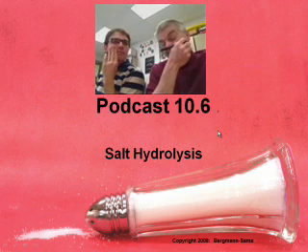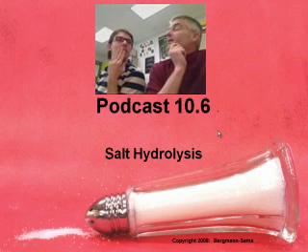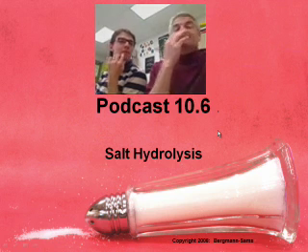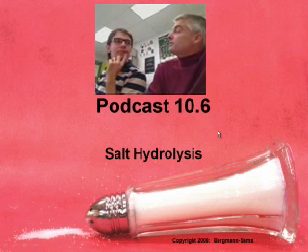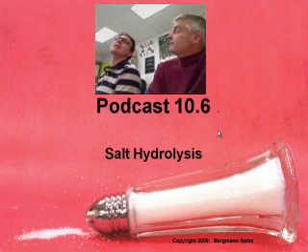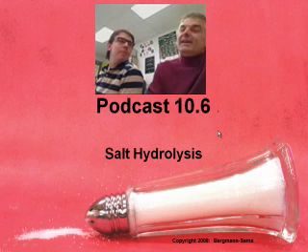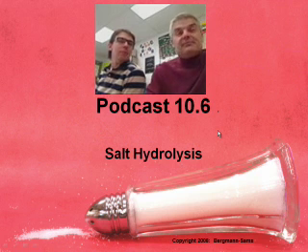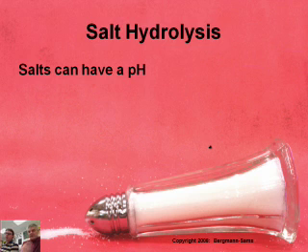Hey, Mr. Sams, you kind of lied to us a little while ago. I'm sorry. Yeah, I know. You were telling us that when you put an acid and a base together, it's completely neutral. Well, that wasn't exactly true. So what we want to get at today is to explain that. It's a little more complex than we've alluded to, so this is kind of an advanced topic. But salts can have a pH.